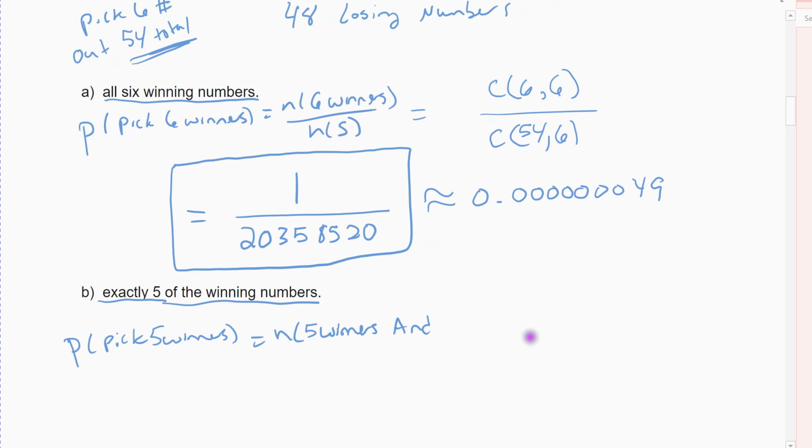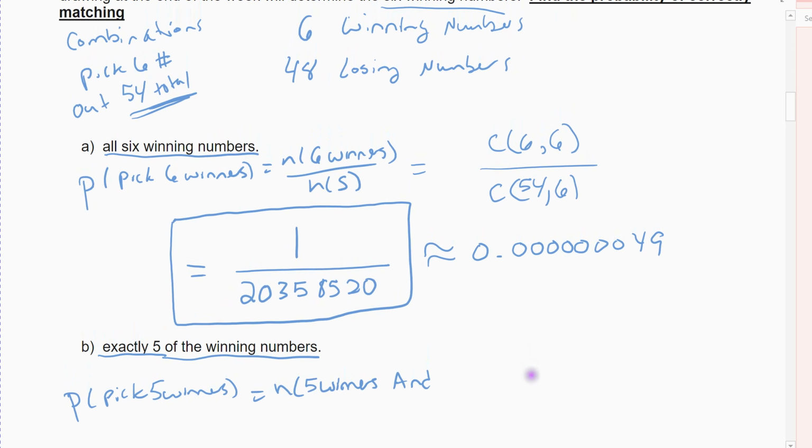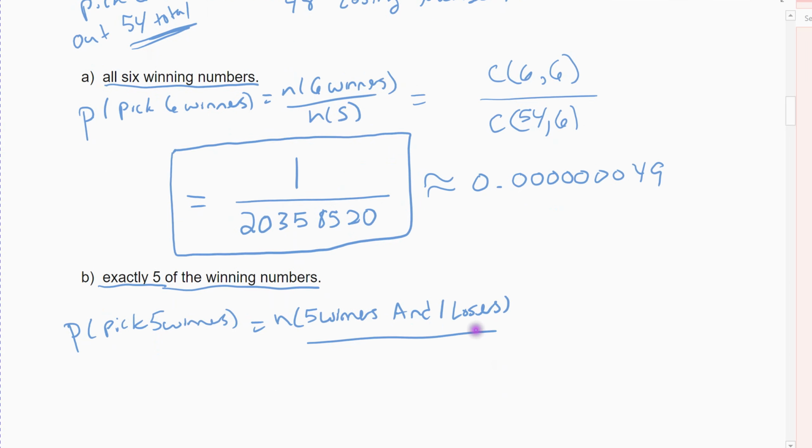I always have to pick 6. I have to complete my handful. Well, if I picked 5 of the 6 winners, I still have to complete my choice of 6 numbers. And that means I selected one of the 48 losing numbers, and so I need one of the losers. Still over the universal set, and that doesn't change. And so up top, it's going to be combination. I'm going to pick 5 of the 6 winners and 1 of the 48 losers over my universal set.